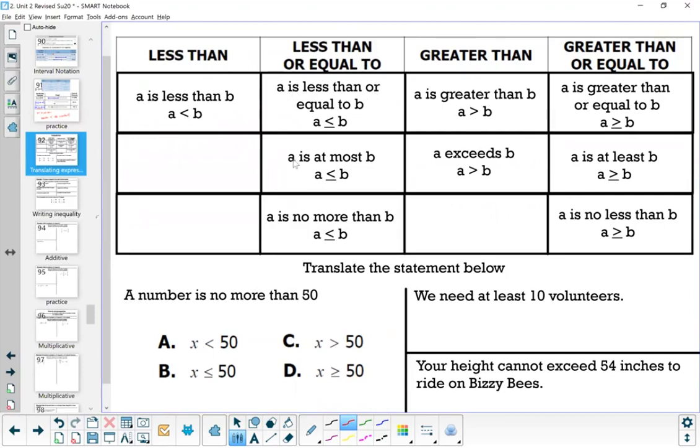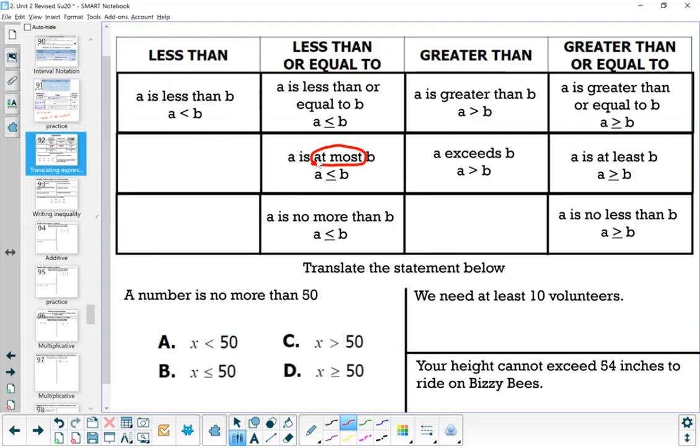It's when you get to this verbiage that says A is at most B. Because of the word most, people will mistakenly use the greater than sign, but it's not. A is at most B. It cannot be any higher. So meaning less than or equal to B.